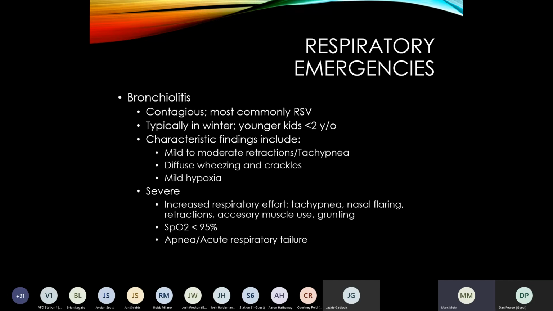Severe cases, increased effort, tachypnic. You'll notice their nasal flaring. They can have retractions, accessory muscle use, and they can start grunting, all in an effort to help them basically sort of auto PEEP. They're trying to oxygenate. SpO2 is typically decreased significantly. Focus needs to be on oxygenating these kids. Apnea and acute respiratory failure, and then we deal with that appropriately.